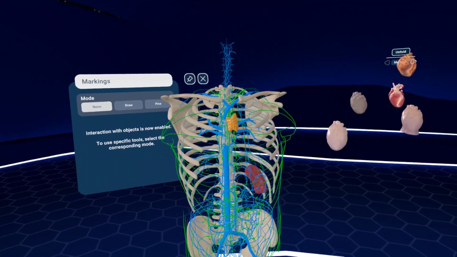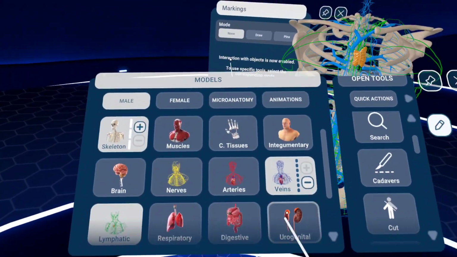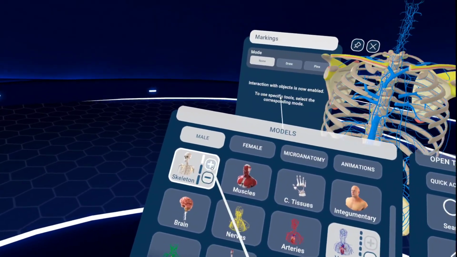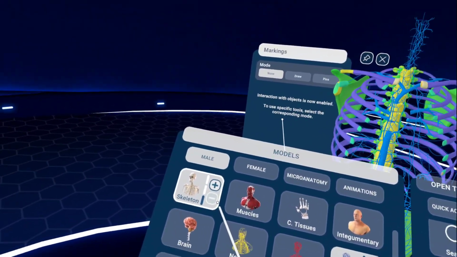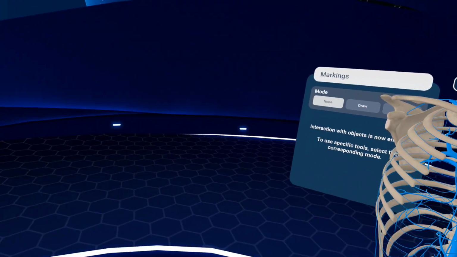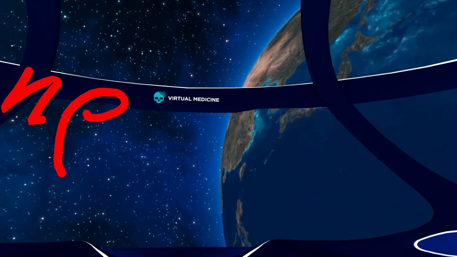So, I think that's all. This is attachment for muscles. We don't need it. So thank you for watching this small video of mine.